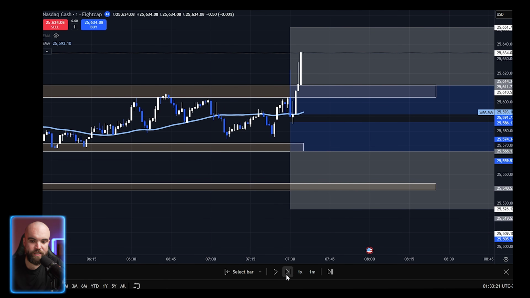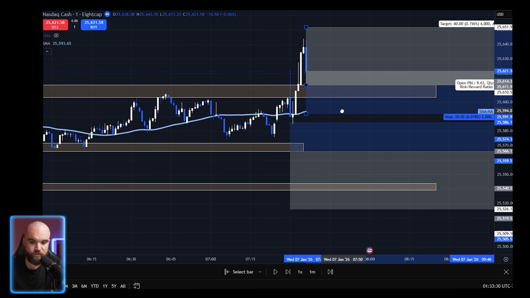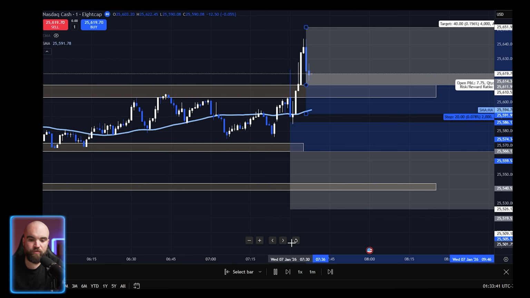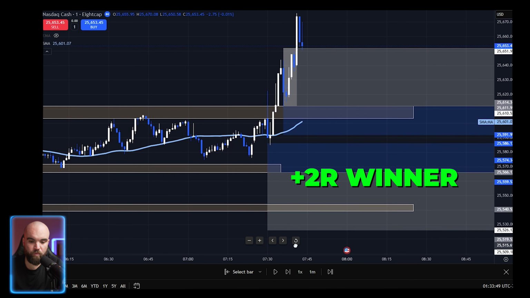So we wait for the retest. There it is. We enter long because we check the higher time frame. We know the road is clear. Then price rallies effortlessly, and that is another 1 to 2 risk reward winner.